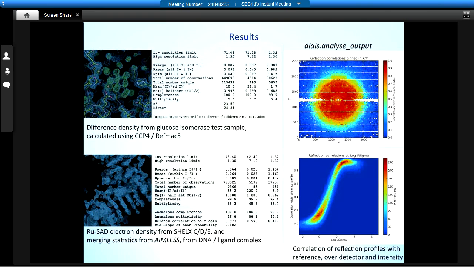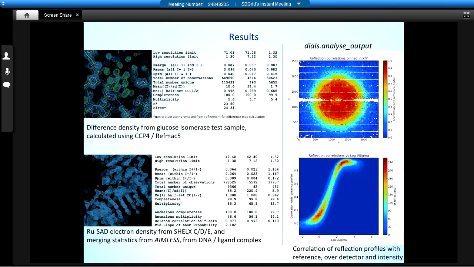This is glucose isomerase. It's integrated with DIALS, 3D profiles. Then the map was calculated and refined with CCP4 and RefMac5. So this is a difference density for the, I believe it's the ligand. This is a DNA ligand complex phased by ruthenium SAD, solved by ShelX, and merging statistics from AIMLESS.